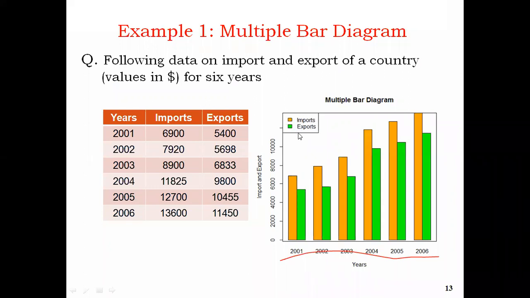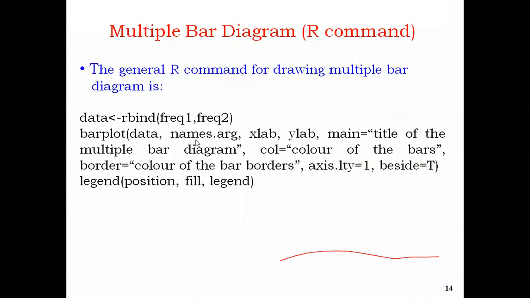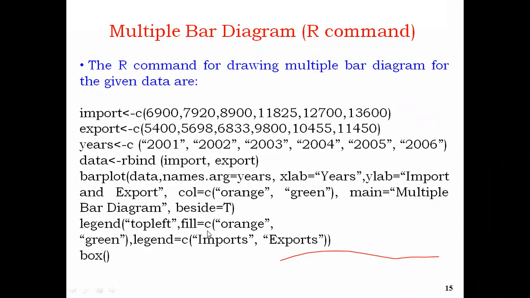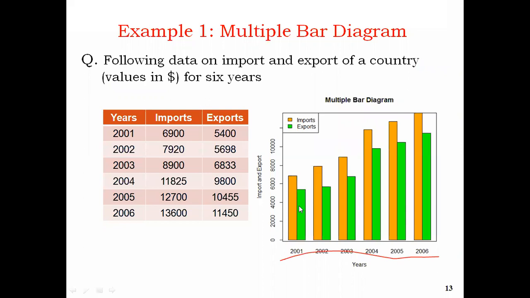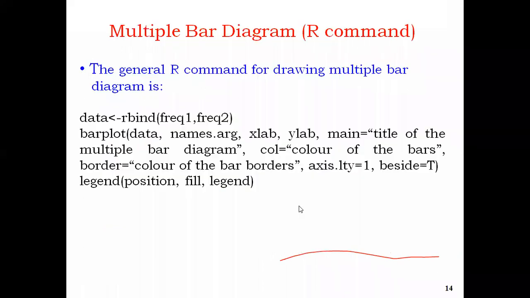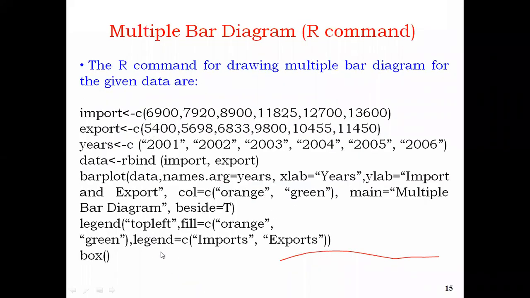Imports and exports. Now you see here again, then fill orange and green. So the colors of the bars are orange and green here. Okay, so I think all of you understood. Then legend, this is equal to what we are considering, imports and exports. This we should give here. So legend, see, imports and exports, and also a box.